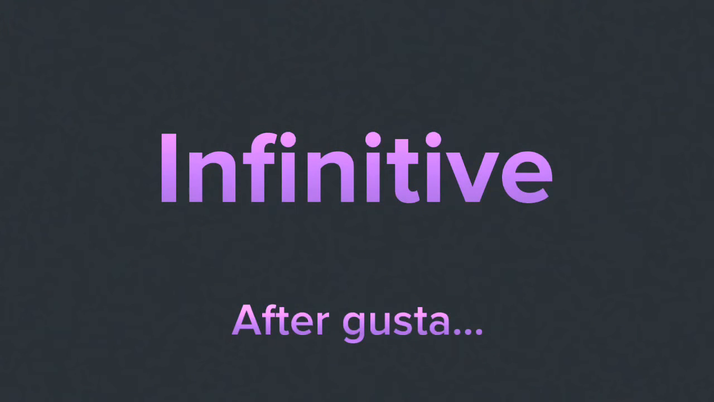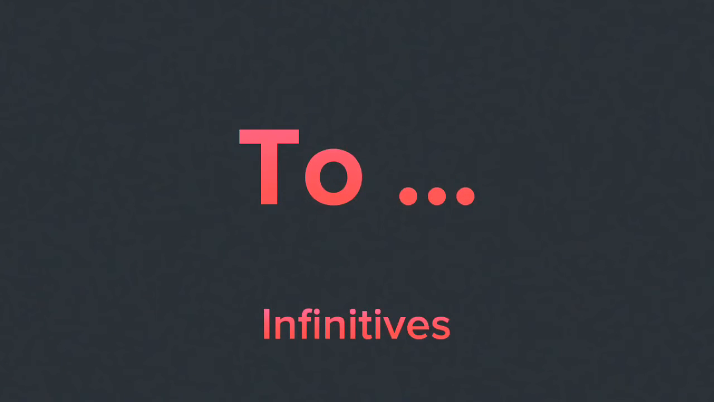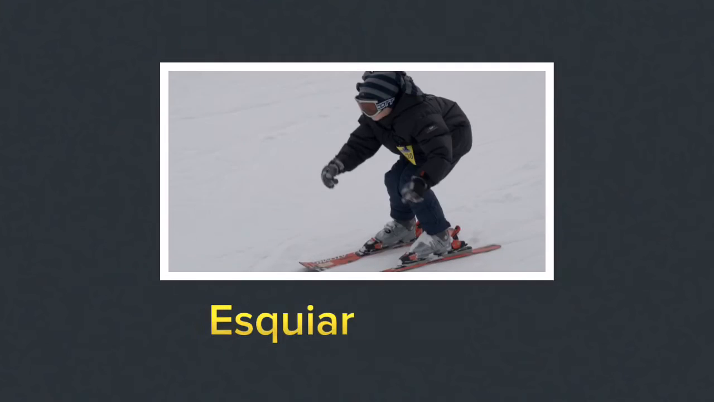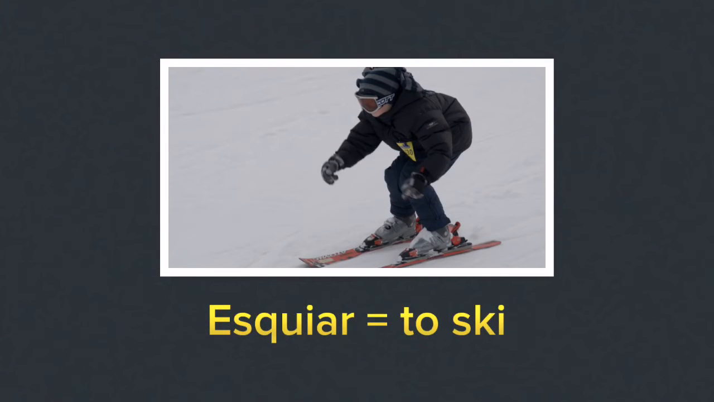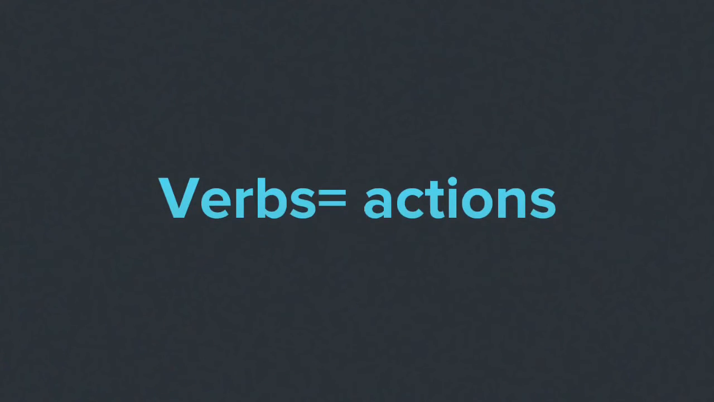So what comes after the gusta? It's this thing called an infinitive. Infinitives are unconjugated verbs. Basically, verbs are actions, and we use it to mean to blank something. For example, esquiar means to ski. Viajar, to travel.